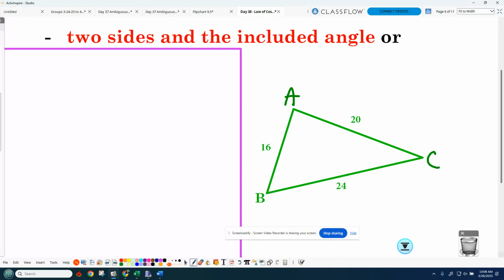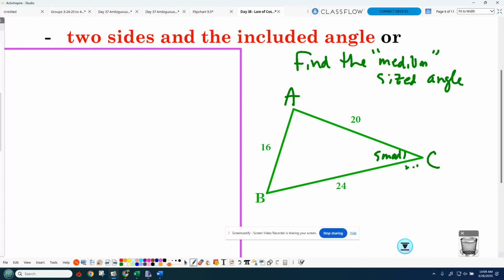Laura, small, medium, or large? Pick one. Medium. Okay, find the medium angle. Which one is that? A, B, or C, or do I have no way of knowing? It's B. Why do you know it? 16 is smaller. Smallest side is across from the smallest angle. Largest side is across from the largest angle, so medium.